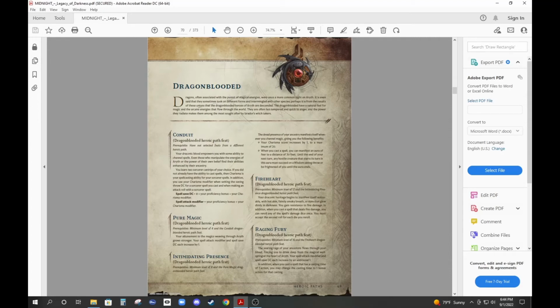The dragon-blooded have a natural feel for magic and the arcane energies that flow through the world. They are often hot-tempered and quick to anger, and the power they radiate makes them among the most sought after by Isridor's witch-takers. The dragon-blooded have the feats of Conduit, Pure Magic, Intimidating Presence, Fireheart, and Raging Fury.